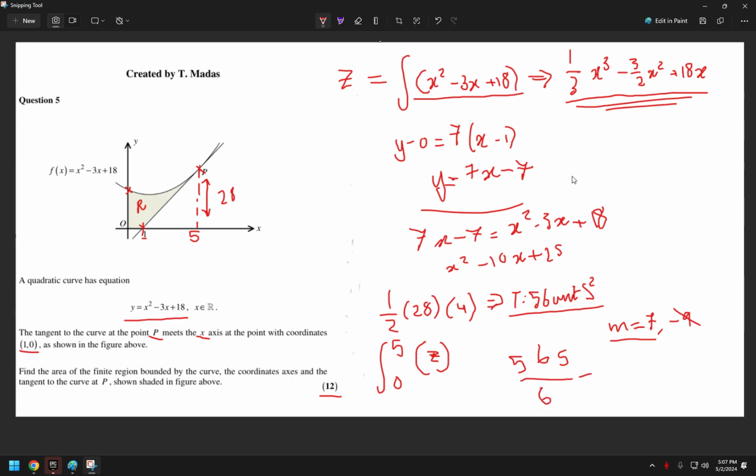Subtract that from the 56 units that we got before for the triangle. If we subtract both of those, we should be left with R. So if I did 565 over 6 minus 56, my answer would be 229 over 6 units squared. That's my final answer.